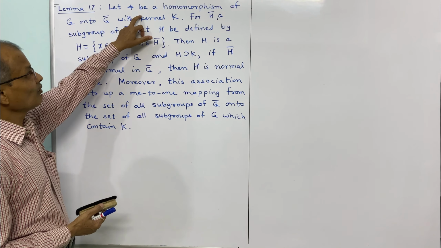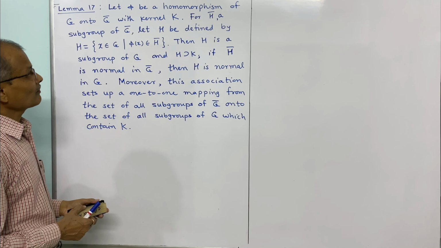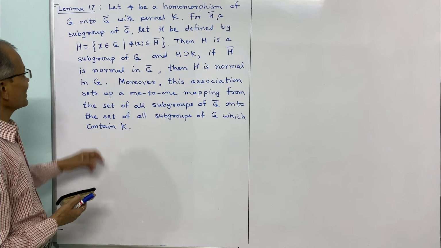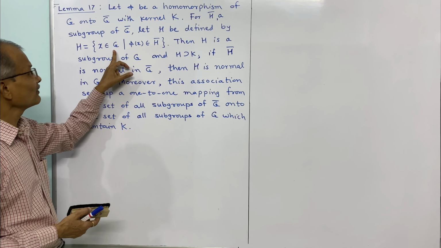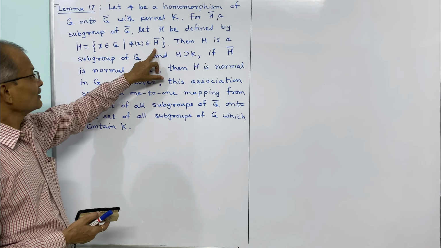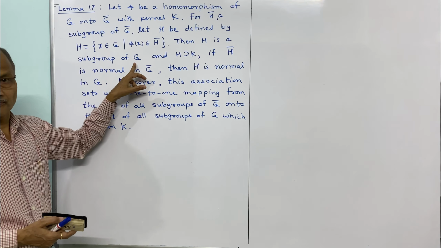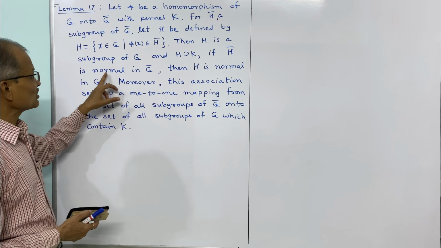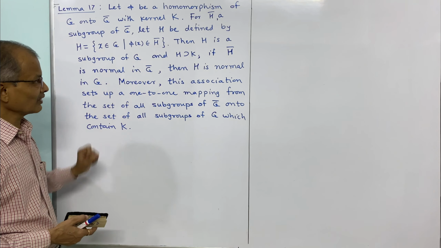Let phi be a homomorphism of G onto G bar with kernel K, and H bar a subgroup of G bar. Let H be defined by H is equal to the set of X belonging to G, those elements of G, such that phi of X belongs to H bar. This is the definition of H. Then we have to prove that H is a subgroup of G and H contains K, the kernel. If H bar is normal in G bar, then H is normal in G. So this also we have to prove.